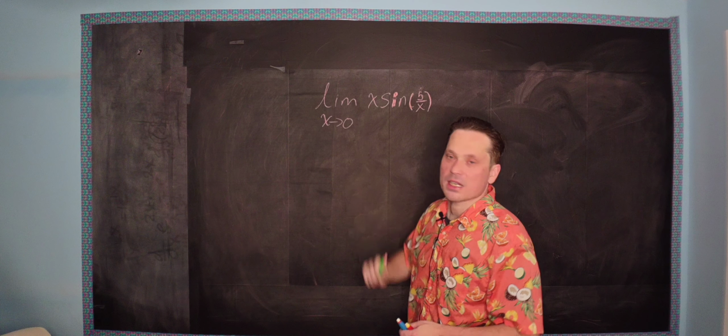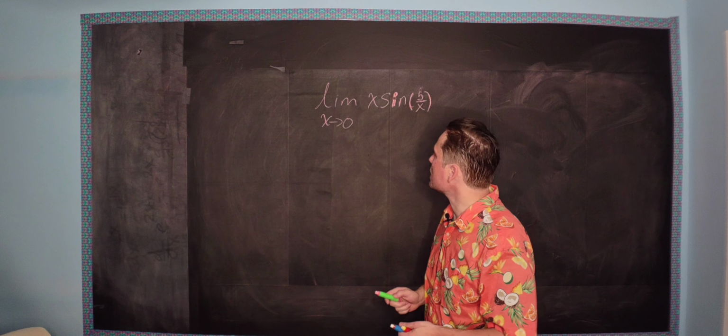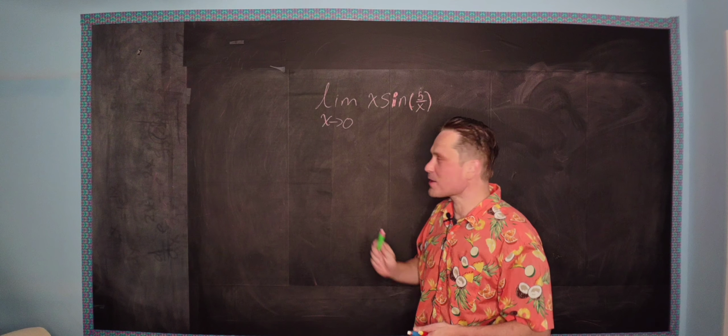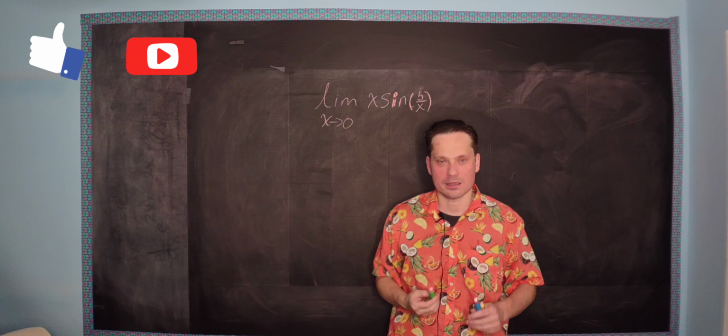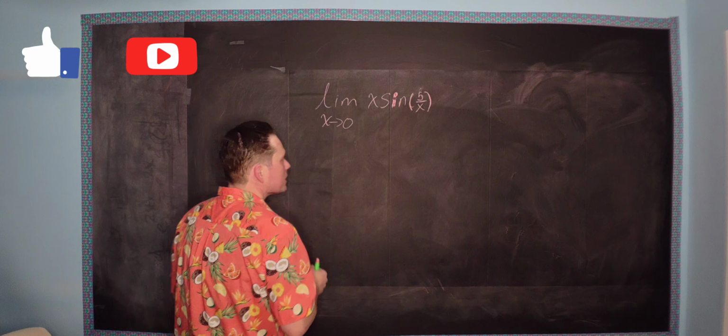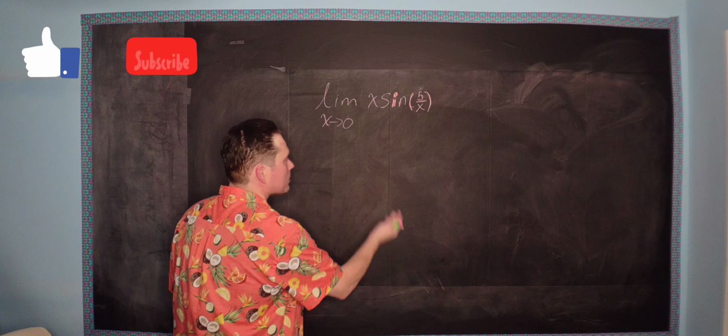Here's a question. I got this from somebody on the internet. His name is Blaze. The limit as x approaches 0 of x sine of 5 over x. The question is, how do we find this limit? So we got to begin with something that we know. So what do we know about the sine function?